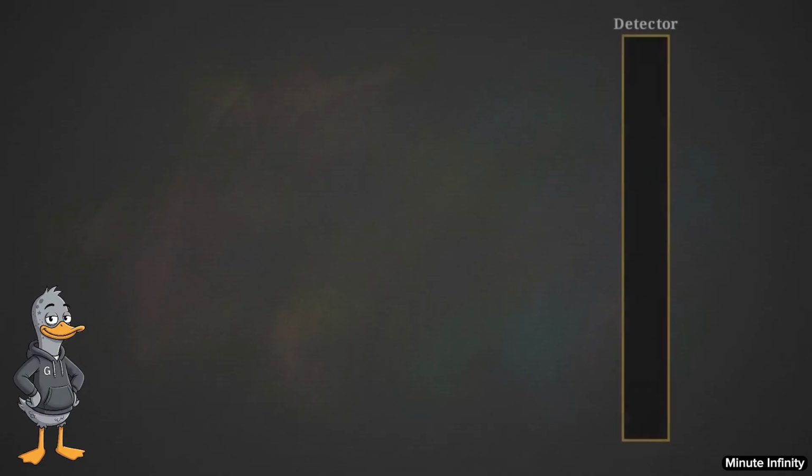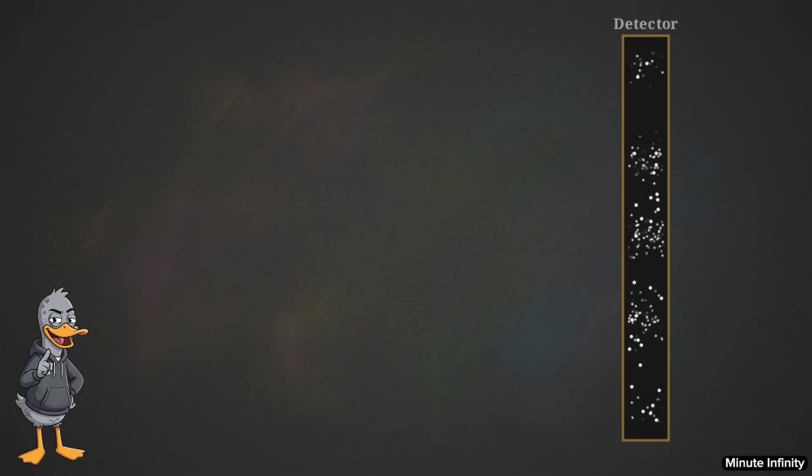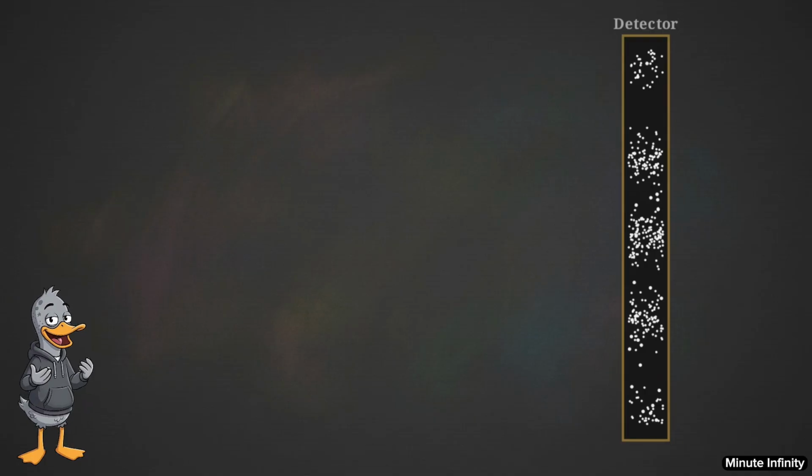Initially, the particles strike the detector in a scattered, random arrangement of individual dots. But as thousands of these individual hits accumulate, they arrange themselves into a striped interference pattern. Even though the particles were fired alone, they collectively build a signature previously reserved for continuous waves.